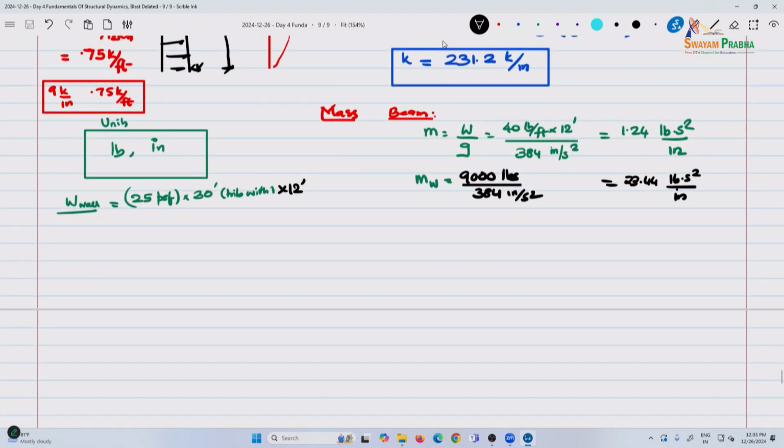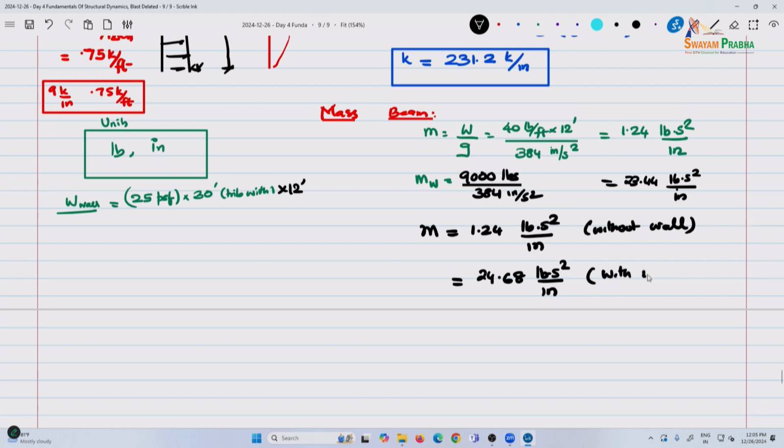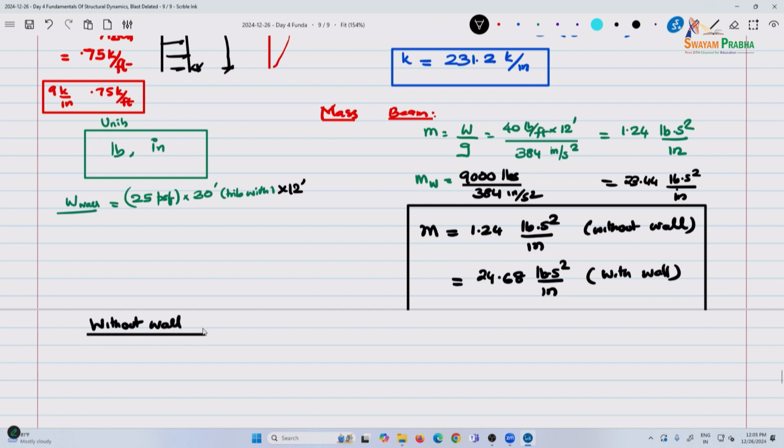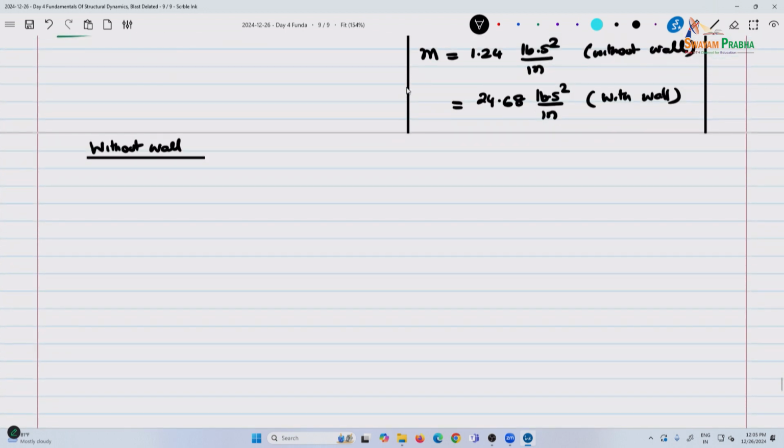So, let's look at the mass, 1.24. Actually, this thought just occurred to me, without wall, and with wall equal to 24.68, because you see it's going to change. So, let's see without wall first.